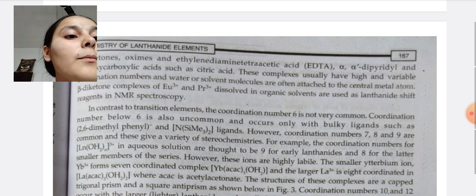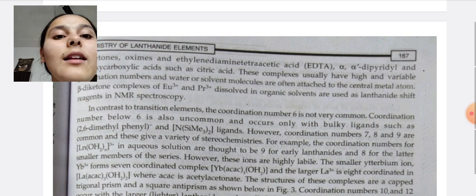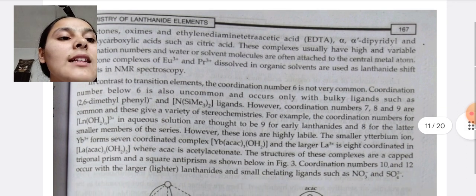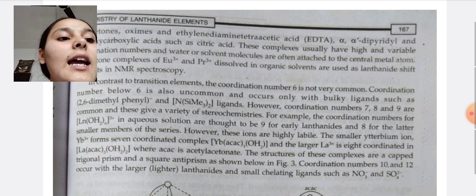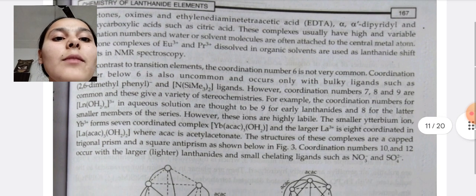For example, the coordination numbers for Ln(OH2)n 3+ in aqueous solution are thought to be 9 for early lanthanides and 8 for later, smaller members of the series. However, these ions are highly labile. The smaller ytterbium ion, Yb3+, forms a 7-coordinated complex and the larger La3+ is an 8-coordinated complex, where acac is acetylacetonate. The structures of these compounds, a capped trigonal prism and a square antiprism, are shown below in Figure 3.